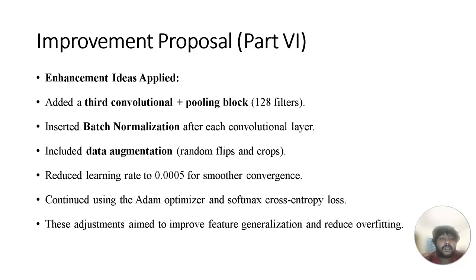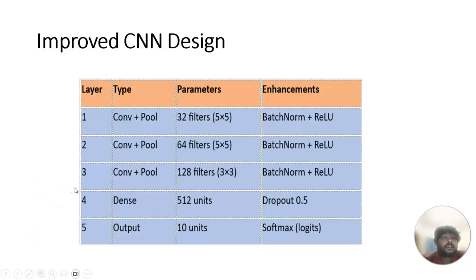Here I have inserted batch normalization for each convolution layer and included the random flips and crops. With that, we continued using the softmax cross entropy loss and the Adam optimizer. And coming to the next slide, where we have the improved CNN design. This design visualizes the CNN structure after those changes.